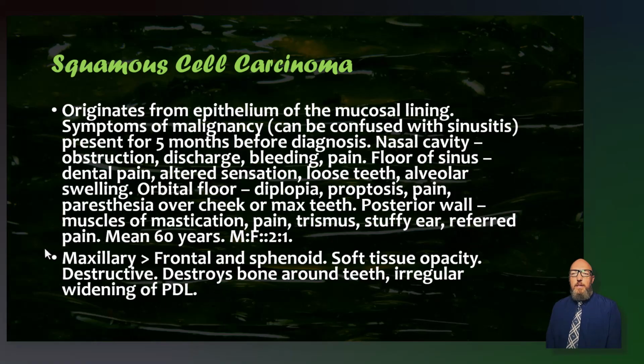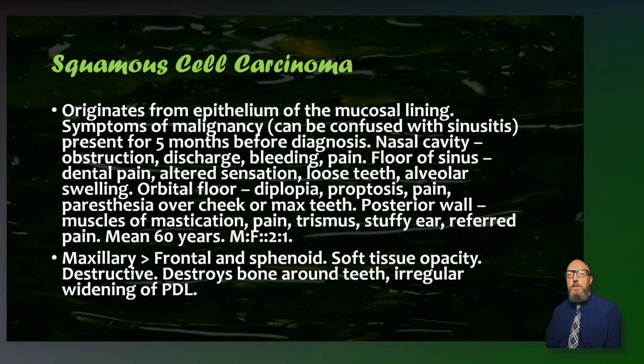All right, squamous cell carcinoma, we've talked about this, so this is another callback from ill-defined radiolucencies arising from epithelium, in this case of the mucosal lining of the sinus. So the sobering statistic, its symptoms mimic sinusitis and are typically present for 5 months or more before diagnosis. The presentation depends on location: nasal obstruction, bleeding from the nasal cavity, dental pain, altered sensation, loose teeth from the sinus floor, diplopia, and cheek paresthesia from the orbital floor. Trismus and referred ear pain could occur from the posterior wall.